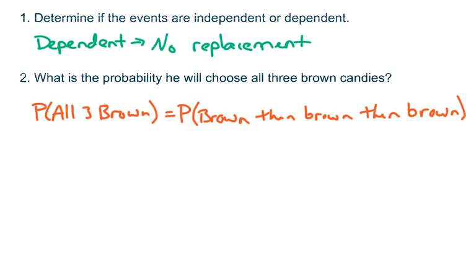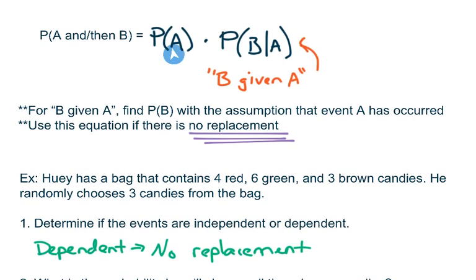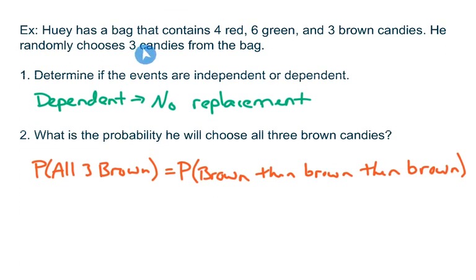Okay, so let's try to figure out what each probability is individually. Then we know, according to this formula, that we have to multiply them together. Now this gives us 2, but we can certainly add more than 2 if there's more than 2 events, like there is here in this example where we're drawing 3 candies.